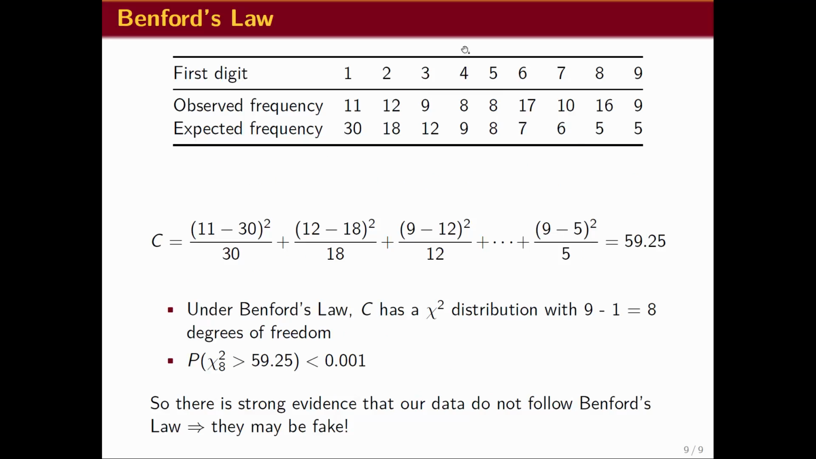So it turns out we can carry out this computation: 11 minus 30 squared over 30 plus 12 minus 18 squared over 18 plus all the way out to 9 minus 5 squared over 5. And we end up with a chi-squared statistic of 59, okay? And it has 8 degrees of freedom. If we calculate this probability, the probability that a chi-squared with 8 degrees of freedom exceeds 59 is small, all right? And so this provides evidence that the data do not follow Benford's law, right?